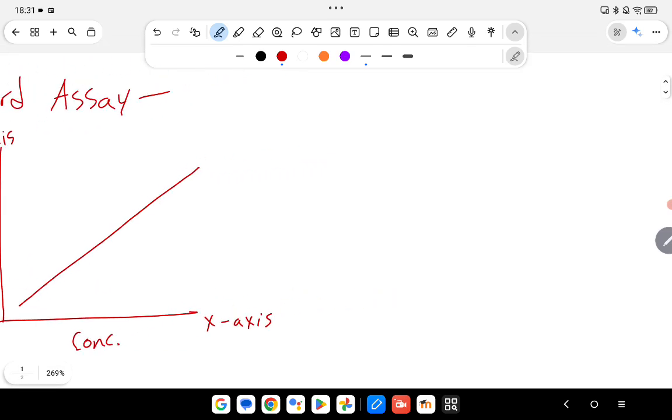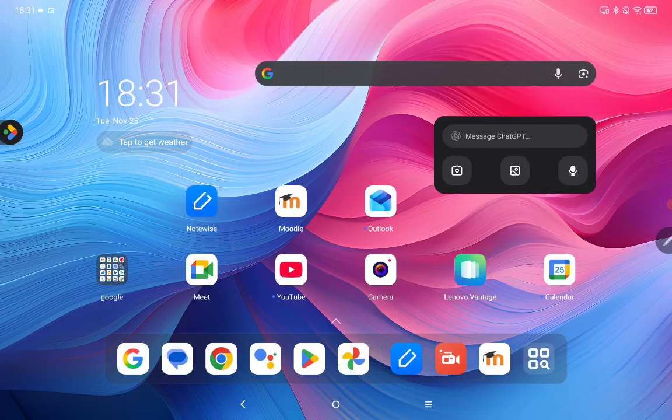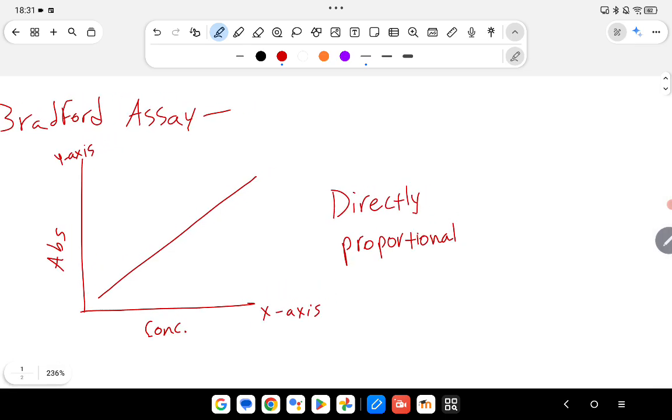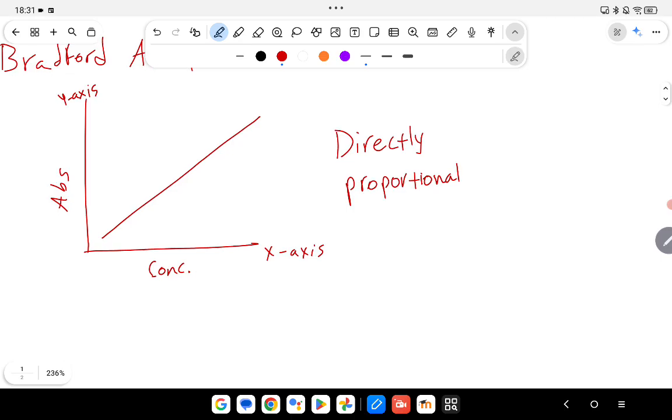When it looks like this, that tells you that you have a directly proportional relationship, okay? So this means that when one thing goes up, the other thing goes up. They're directly proportional to each other. So if you have a higher concentration of something, then you have a higher absorbance, right? That makes sense. And this is proven by Beer's law.